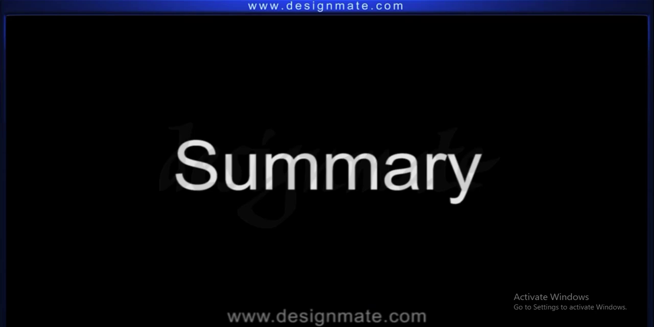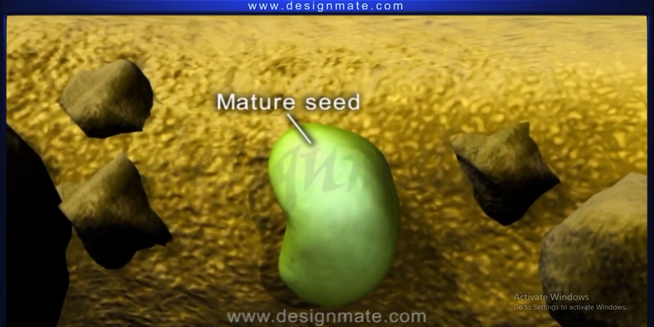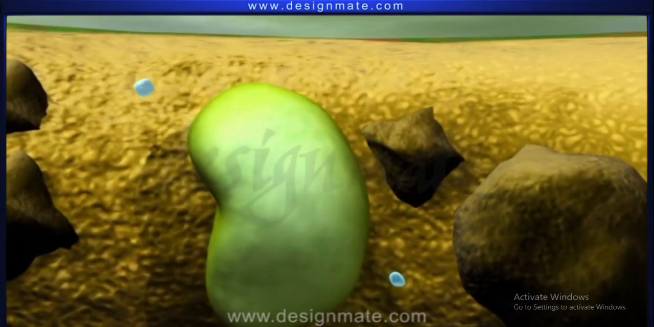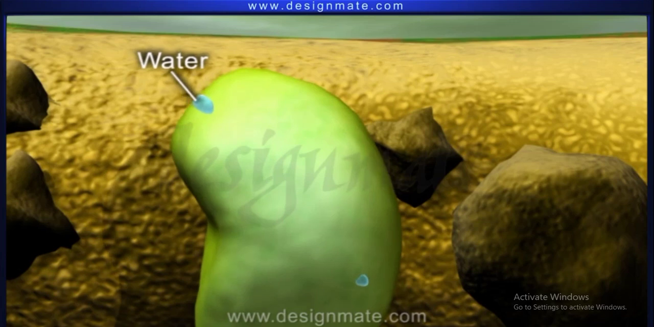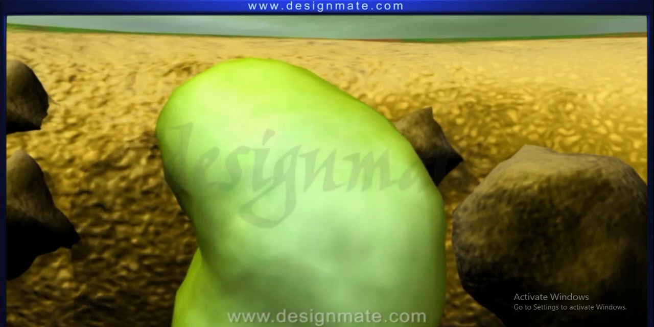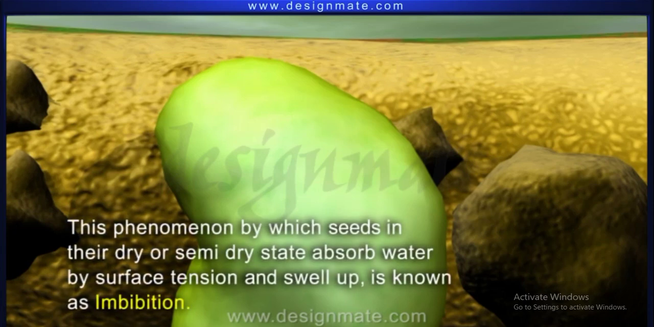Summary: when the seed is exposed to favorable conditions, it begins to absorb water and swell up, which eventually leads to germination. This phenomenon, by which seeds in their dry or semi-dry state absorb water by surface tension and swell up, is known as imbibition.